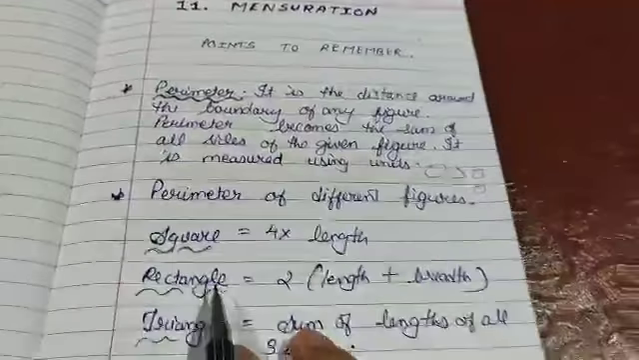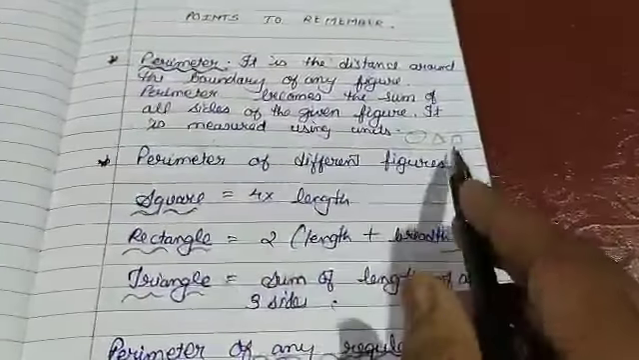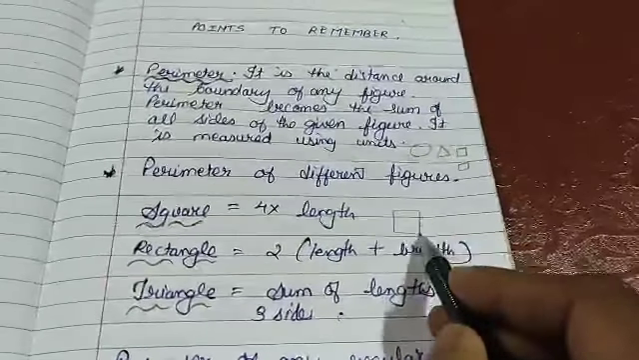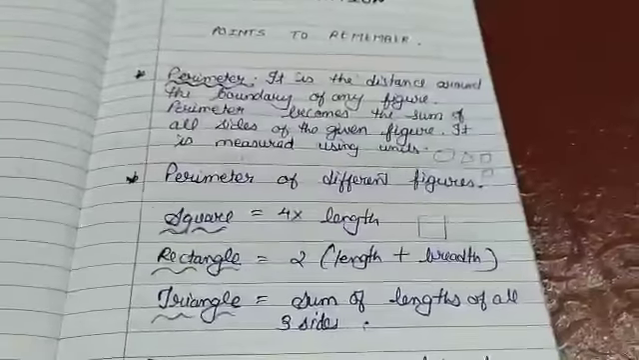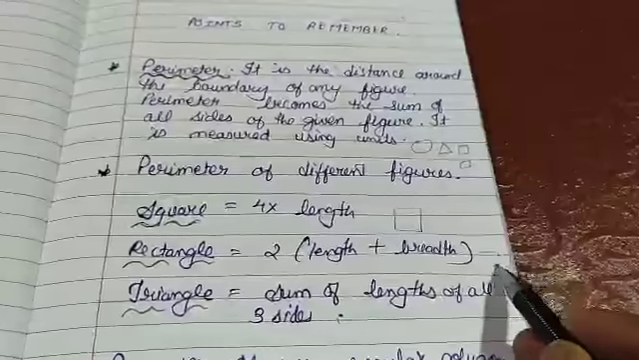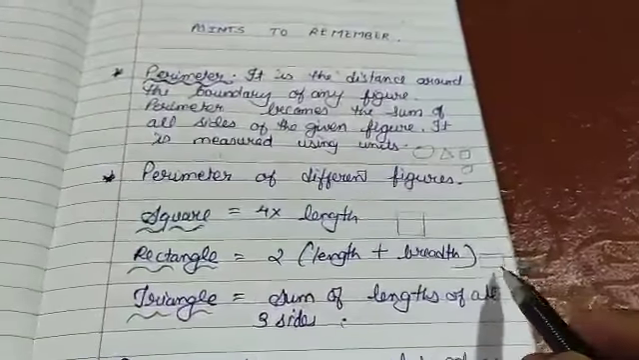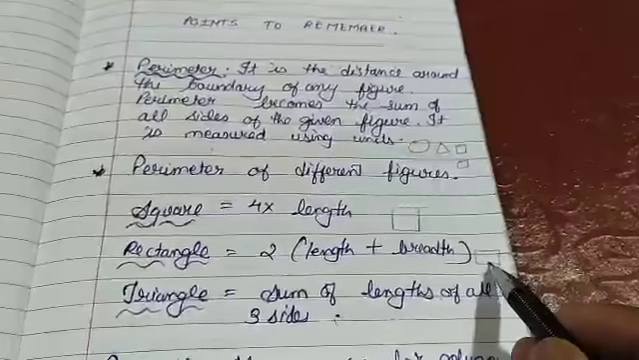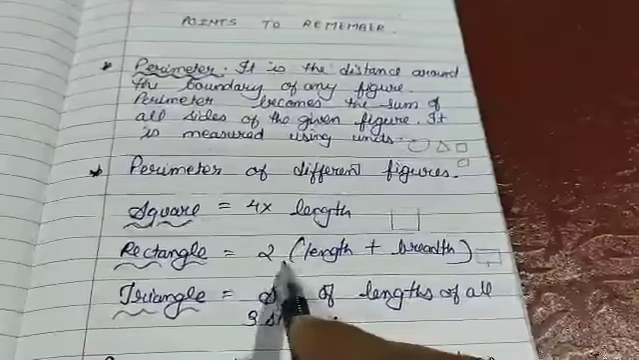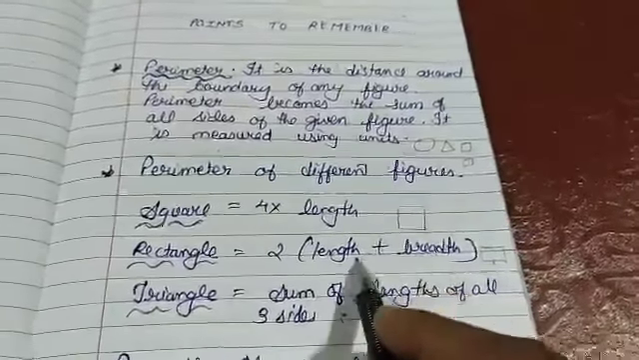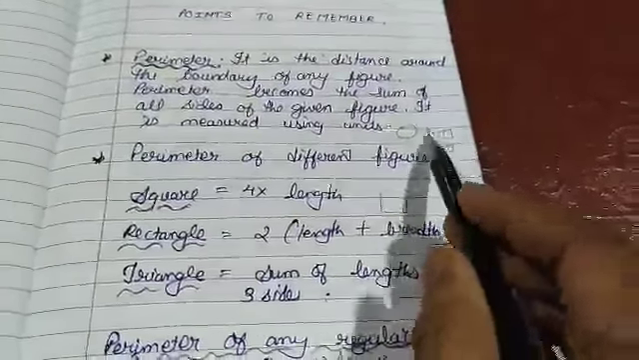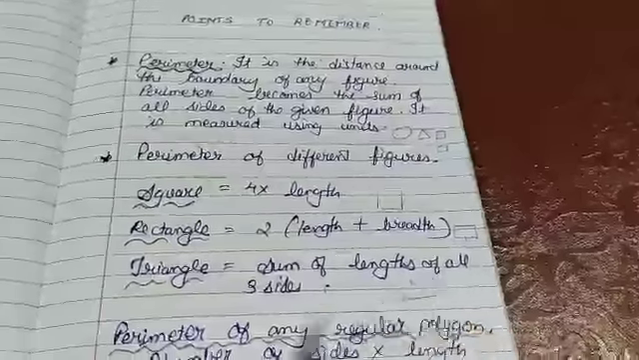Now the perimeter of different figures. In a square, all 4 sides are equal, so we multiply the length of one side by 4 to get the perimeter of a square. Then the perimeter of a rectangle, in which there are 2 lengths and 2 breadths. The formula says 2 times length plus breadth. And the perimeter of a triangle is the sum of the lengths of all 3 sides.